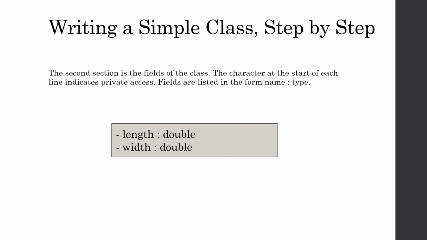Then from there, we actually construct the field. Fields in a UML class diagram are listed in the form of the name, as you can see, length and width. We then put a colon, and after the colon, we put the data type for those fields. So we have a field called length with a data type of double. We then have a field called width, and that also has a data type of double.